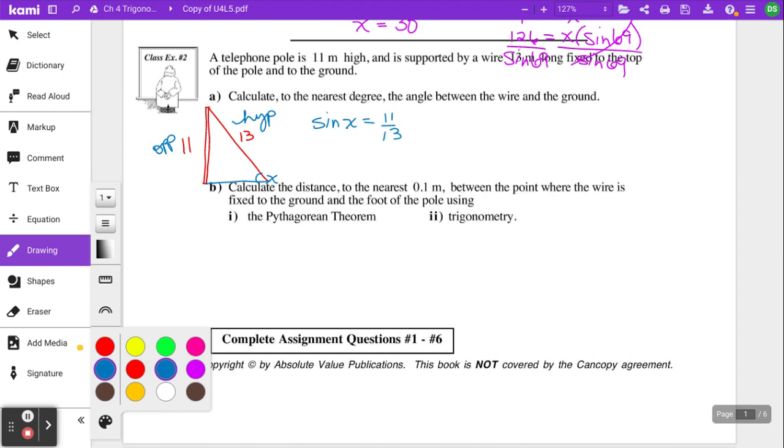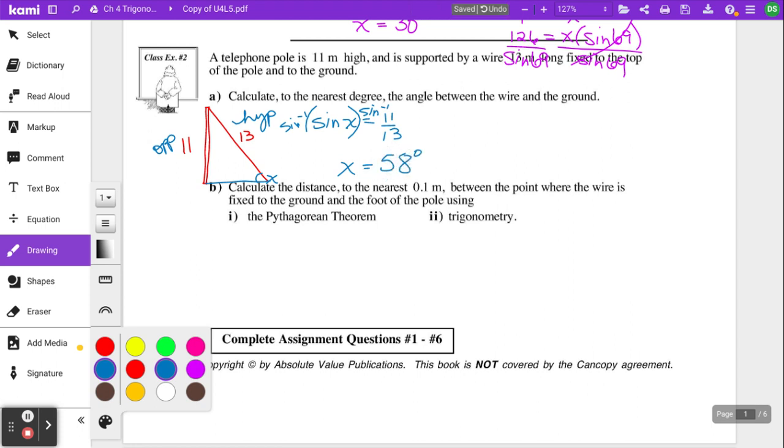What about the opposite of sine? Yeah, do the second function of it. So you can literally take your calculator and go second function sine, then put in 11 over 13. Close your bracket and you should get it. To the nearest whole degree is how much? Say it again. 58 degrees.